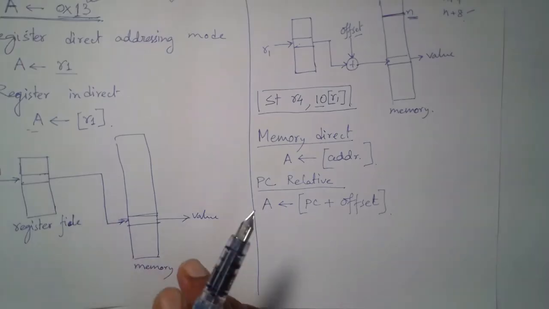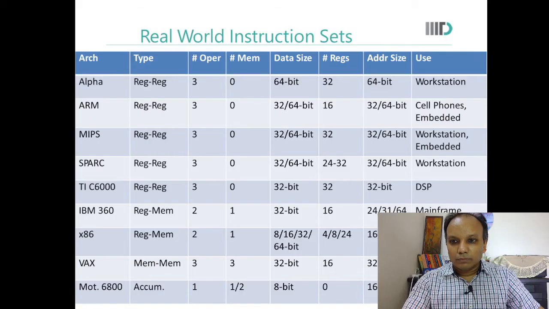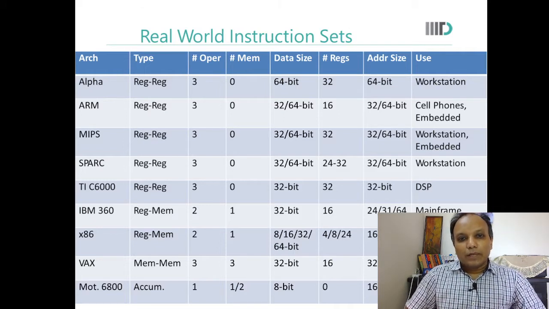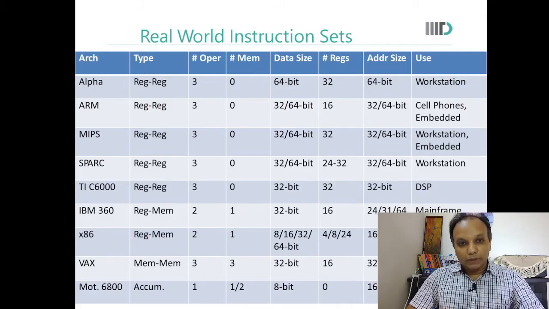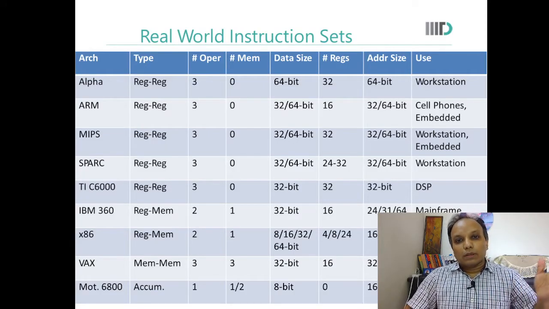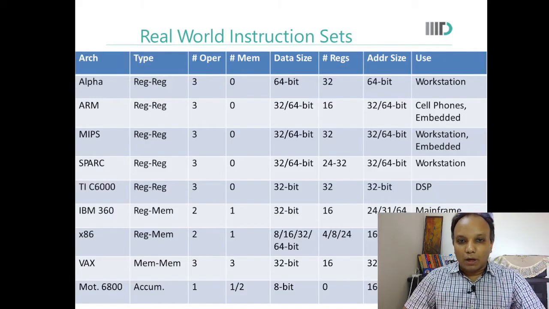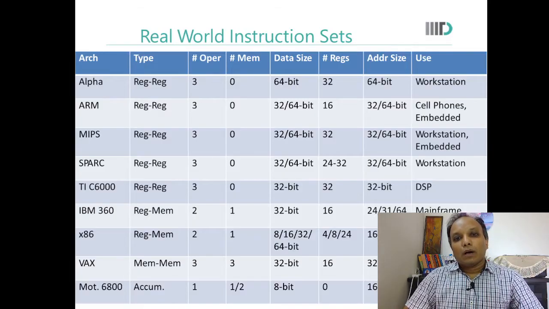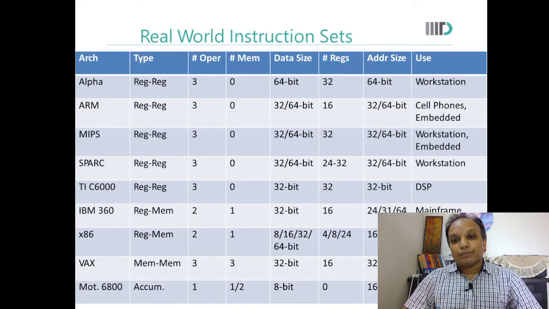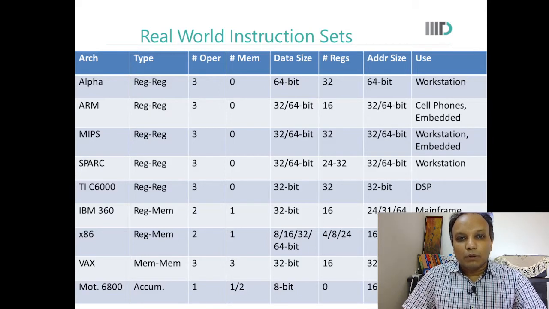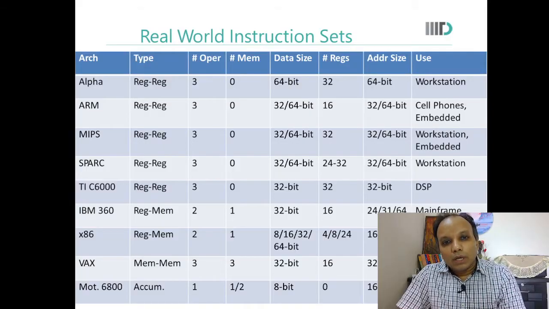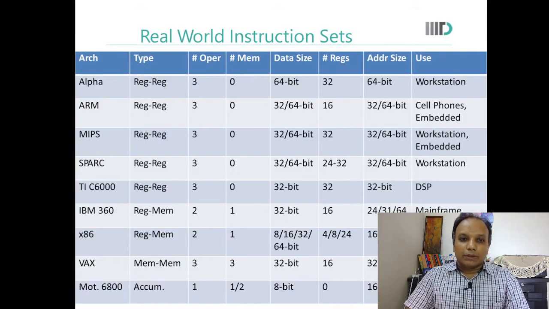Now, to summarize, we can look at the different real world instruction sets and the different things we have discussed so far. For example, the machine model, the number of explicitly mentioned operands, how many memory accesses are happening, the number of general purpose registers, the number of bits used for addressing, and also the typical use of these processors. You will see that we have now listed almost all popular architectures and their ISAs here.